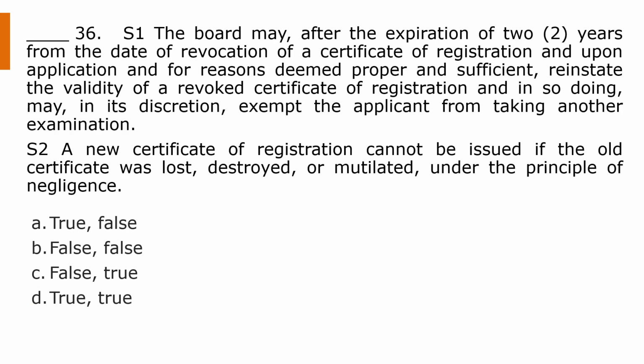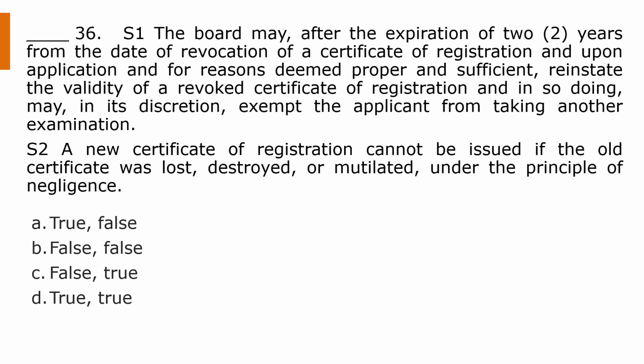Number 36, true or false. Statement one, the board may, after the expiration of 2 years from the date of revocation of a certificate of registration and upon application and for the reasons deemed proper and sufficient, reinstate the validity of a revoked certificate of registration, and in so doing, may, in its discretion, exempt the applicant from taking another examination. And this one is true, right? 2 years, but not automatic. Upon discretion of the BOA, they may exempt the applicant from taking another exam. So statement one is true.